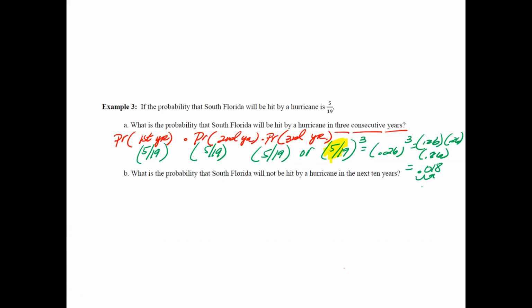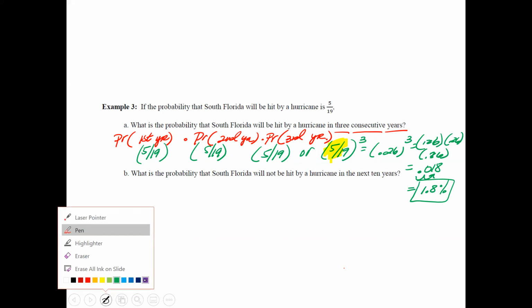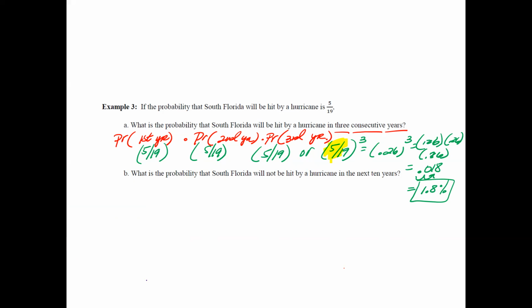If you convert that into a percentage, it is 1.8%, which is a very, very small percent chance of having a hurricane every single year for the next 3 years consecutively. So part B asks you, what is the probability that South Florida will not be hit by a hurricane in the next 10 years? That's interesting.